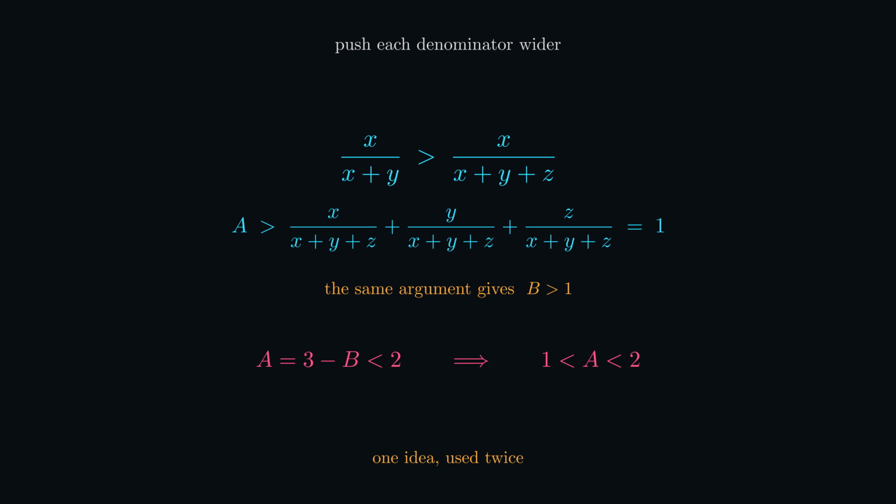That argument used nothing about A in particular, so it applies to B as well. B is greater than 1 too. And now the companion pays for itself. Since A equals 3 minus B and B is greater than 1, A must be less than 2. One idea used twice, and both bounds fall out together. Strictly between 1 and 2.